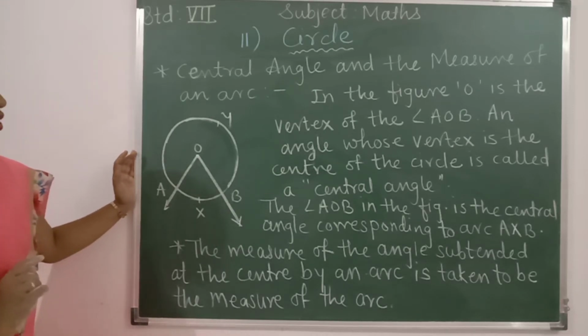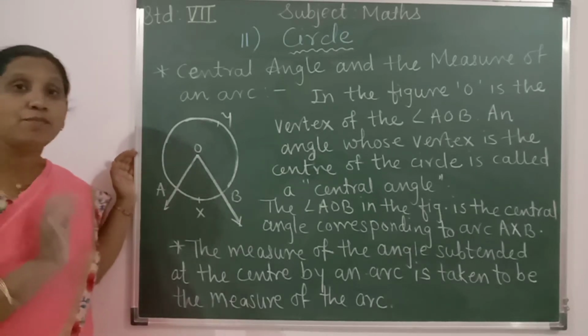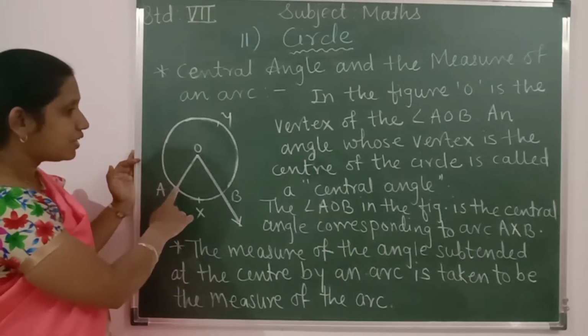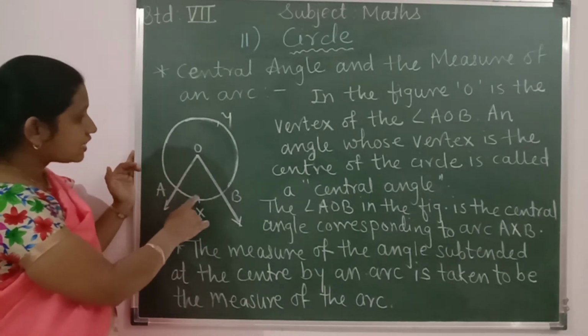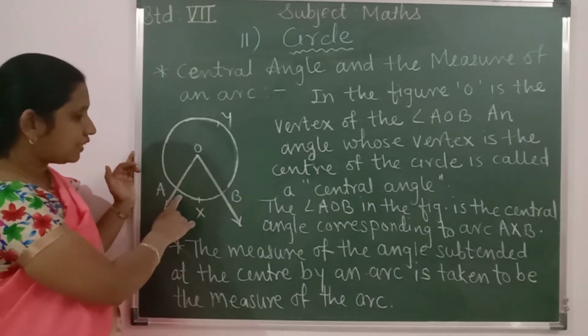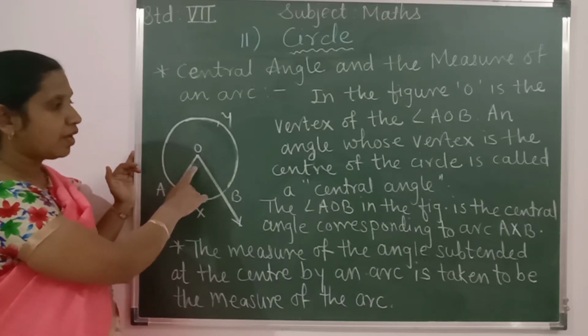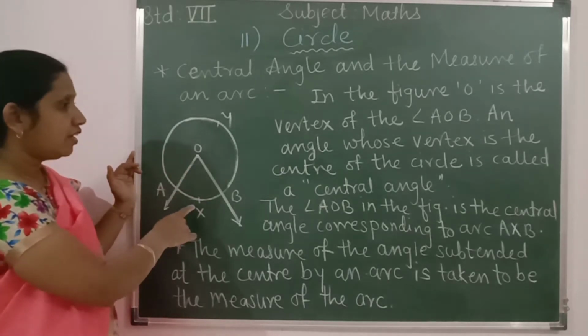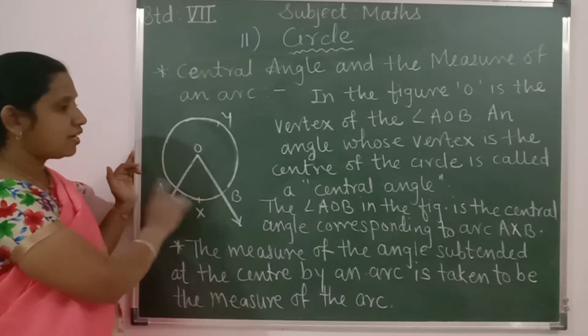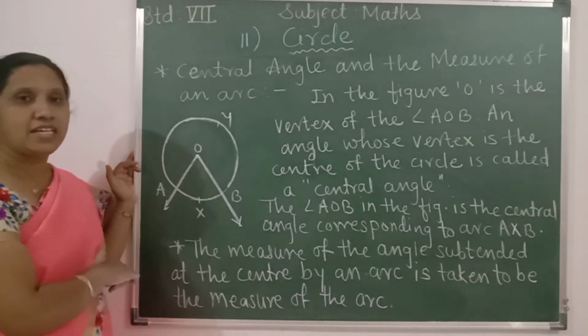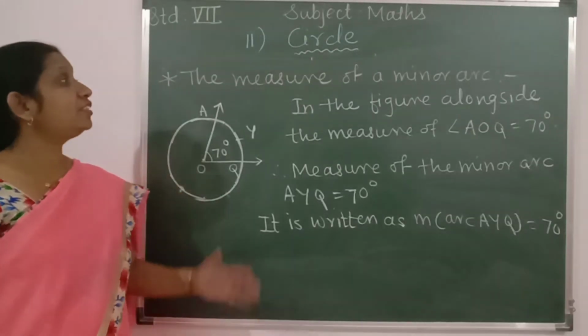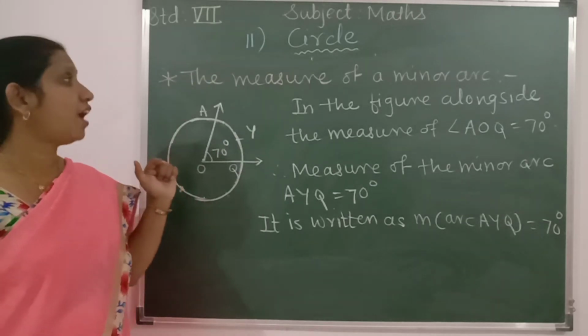So from this we come to know the very important concept that the measure of the angle subtended at the center by an arc is taken to be the measure of the arc. Is it clear? Children, let us know the measure of minor arc.